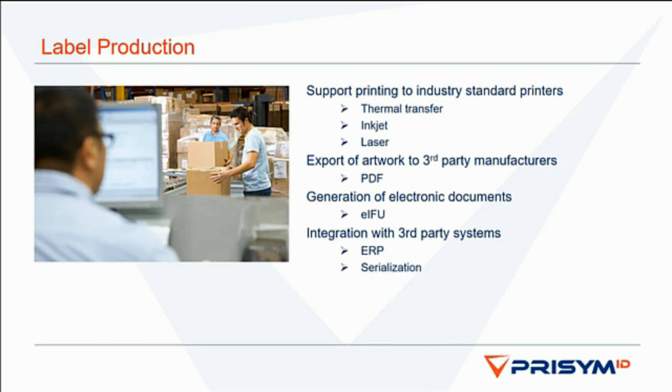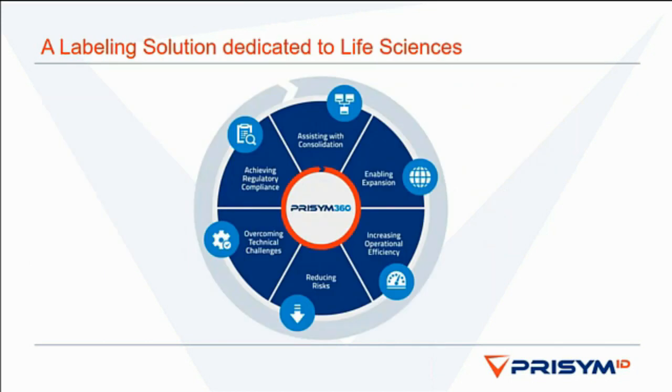So we've covered and looked at a number of different challenges and looked at how the labeling system of the future can help you meet these requirements. Now, across the life sciences industry, the way in which organisations approach the design, creation and printing of labels has historically been both inconsistent and fragmented.